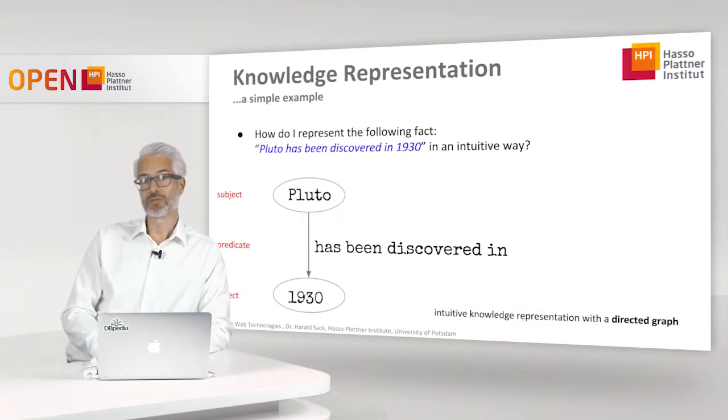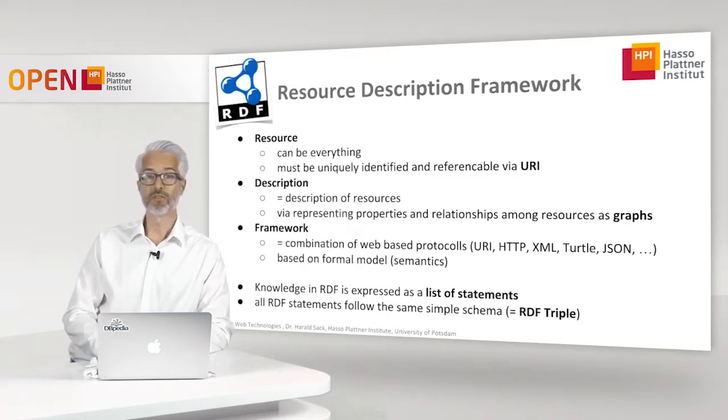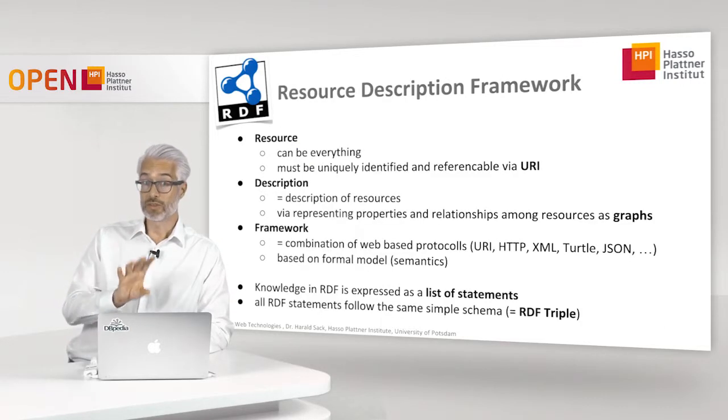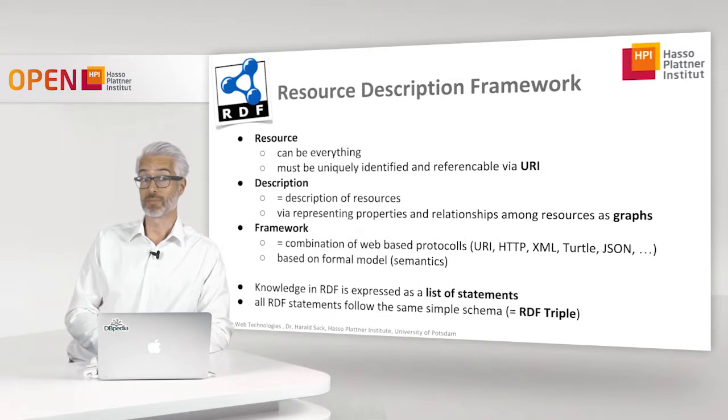And this, of course, if you're looking for a representation, could simply be represented with the help of a graph. So an intuitive knowledge representation of simple facts, as you see here, could be with the help of a directed graph, which means Pluto, which is a node, has been discovered, so the predicate is an edge, and the date, 1930, is then the object. So this would be a rather intuitive way to represent this kind of knowledge. And the Resource Description Framework, RDF, adapts exactly this concept.